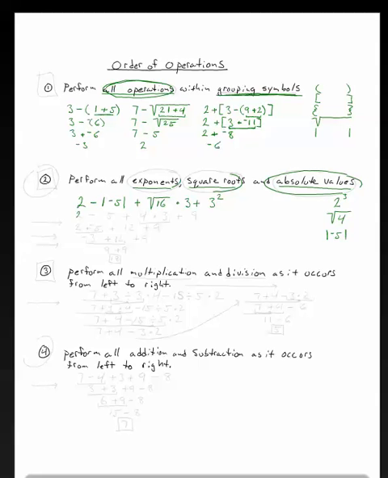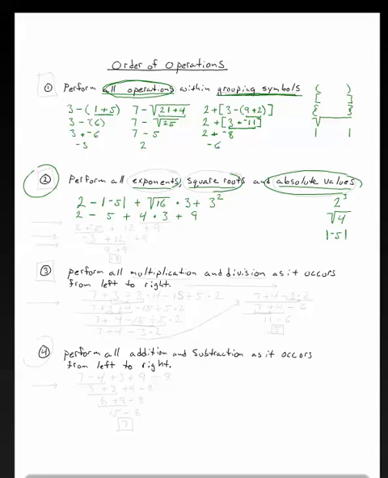So we would say, okay, this is 2 minus the absolute value of negative 5 is 5, plus the square root of 16 is 4, times 3 plus 3 to the power of 2 is 3 times 3, which is 9. When I'm done performing step 2, there should be no exponents, square roots, or absolute values left in my expression. And if I look at it, 2 minus 5 plus 4 times 3 plus 9, there's no more square roots, exponents, or absolute values left.